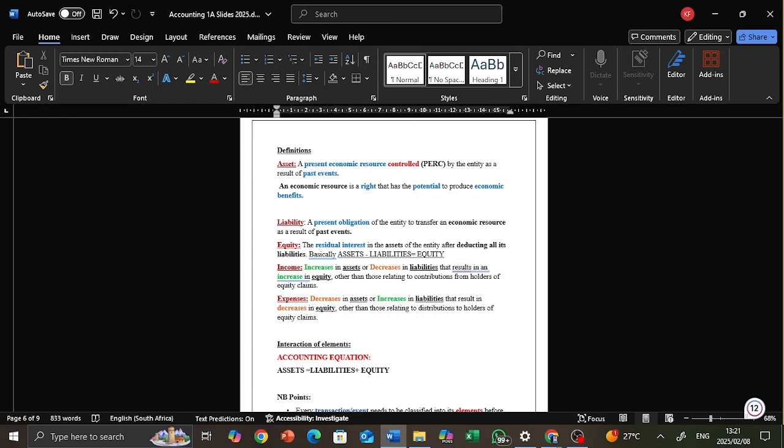All right. We then get to a liability. A liability is a present obligation. Okay. An obligation is essentially something that you have to do. You do not have a choice. Most times, an obligation is enforceable by law. Like the law ensures that you fulfill your obligations. Okay? So it's something you have to do by law.